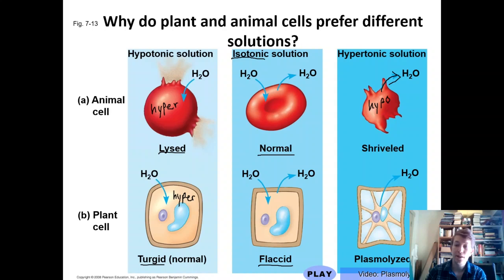In a plant cell, it shrivels inside the cell wall, so you can see the cell membrane is shrinking. Now there's this extra space between the membrane and the wall. That's called plasmolyzed in plant cells, when the cell membrane shrinks inside the cell wall.